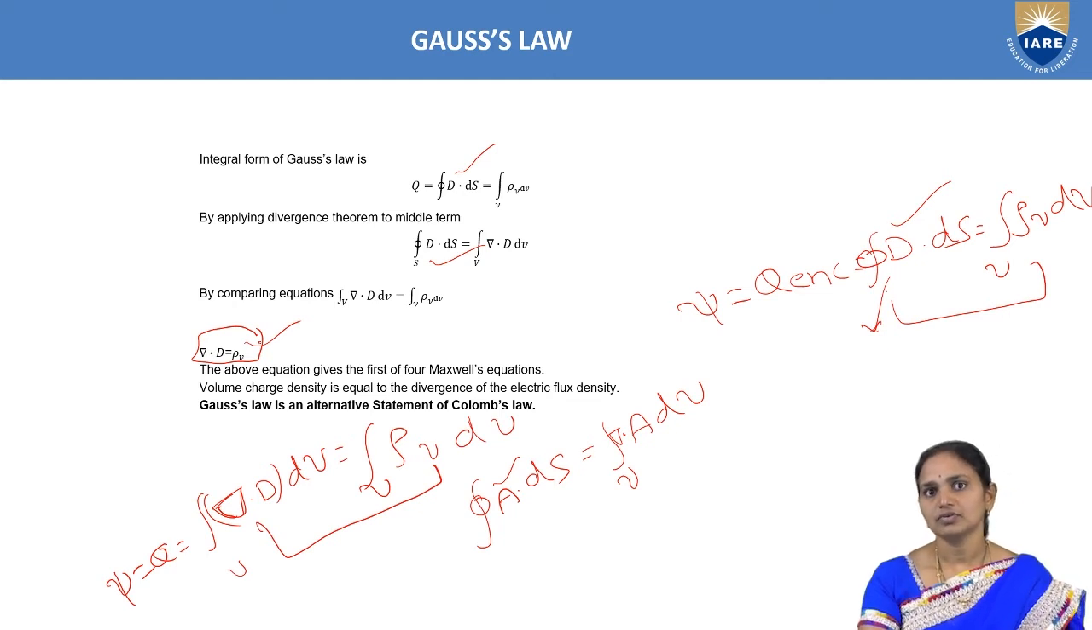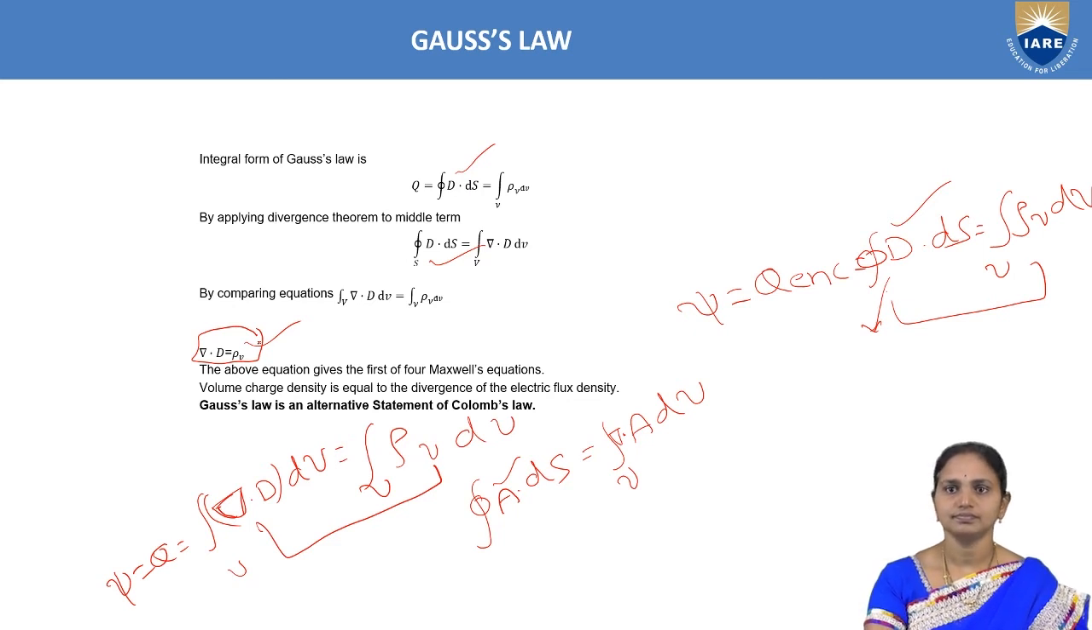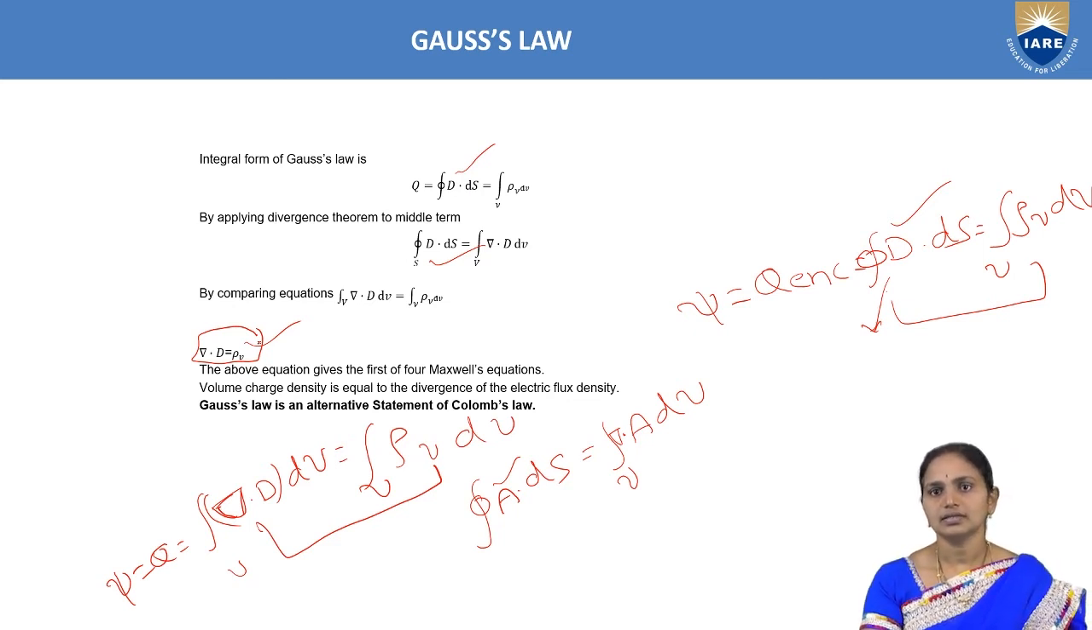So the first Maxwell equation for electrostatic fields is obtained by taking the help of Gauss law and the divergence theorem. And sometimes we can take Gauss law as an alternative statement of Coulomb's law. But the major difference between these two is that Gauss law is applicable for only symmetrical charge distributions, whereas Coulomb's law is applicable for both symmetrical and asymmetrical charge distributions.